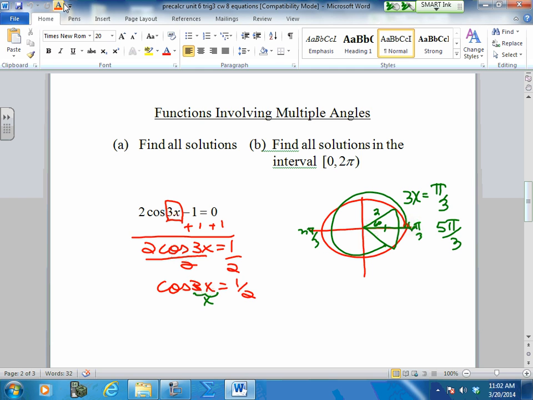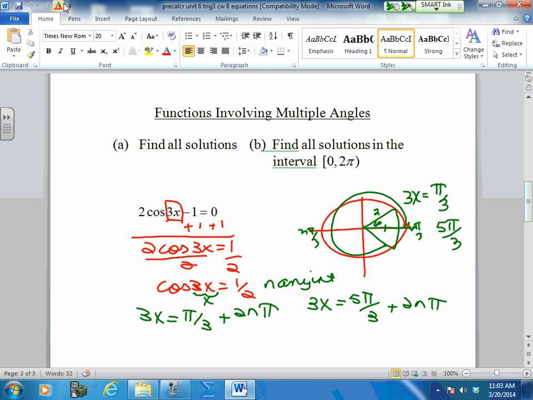So we're going to come over here and we're going to say 3x is equal to pi over 3 plus 2n pi, right? Aren't these all solutions? And 3x is equal to 5 pi over 3 plus 2n pi, where n is any integer. Didn't we do this as before? Right? To come around 2 pi, to come around 2 pi. Right? For all solutions.